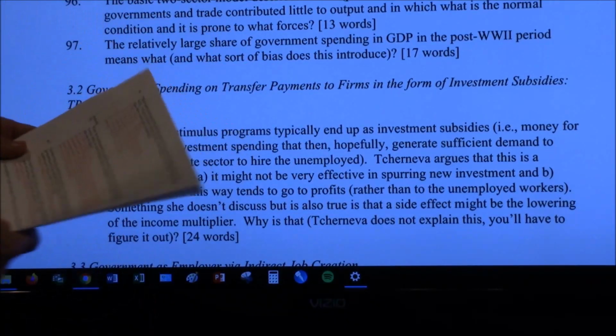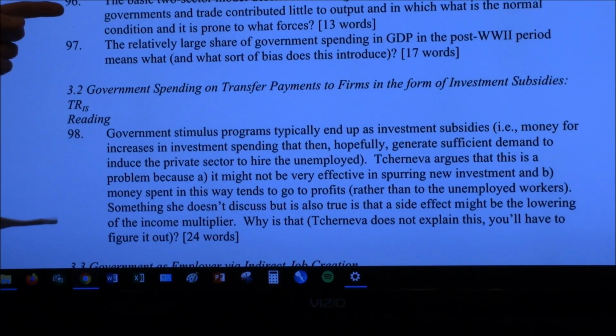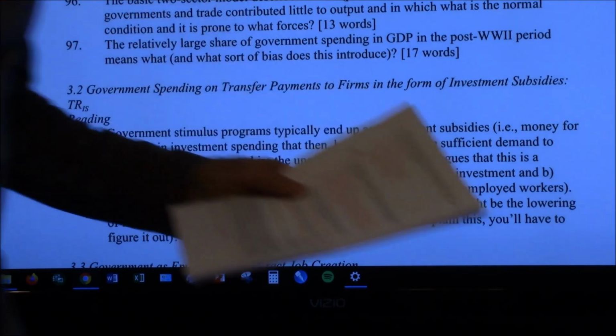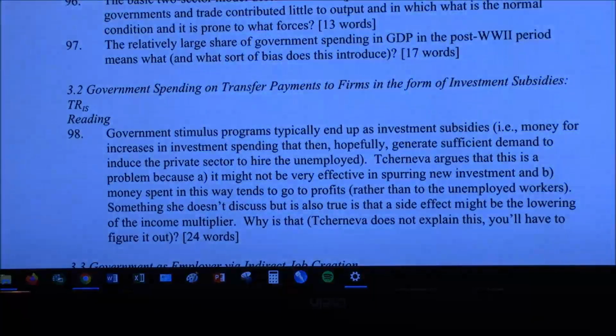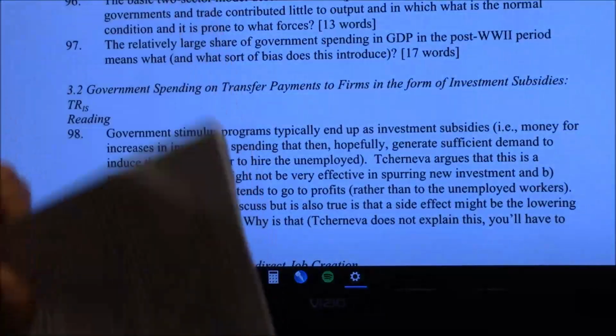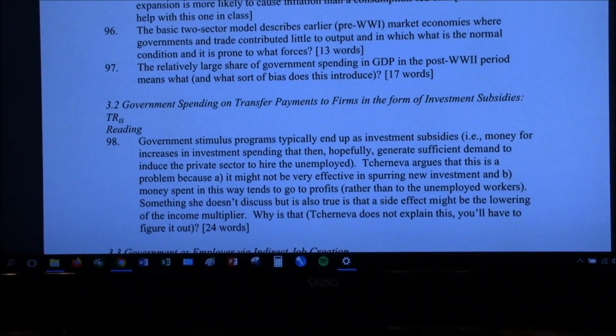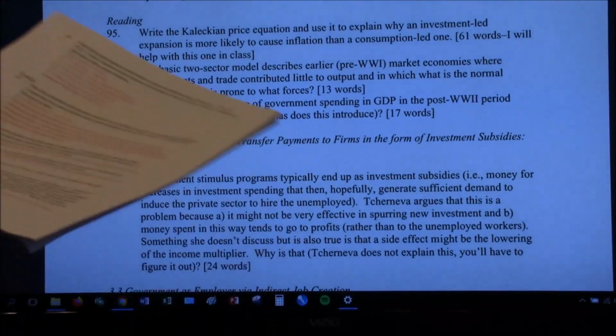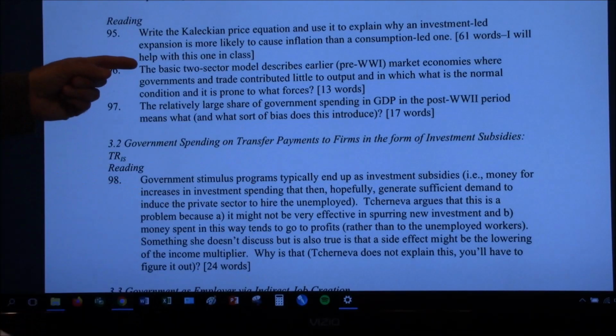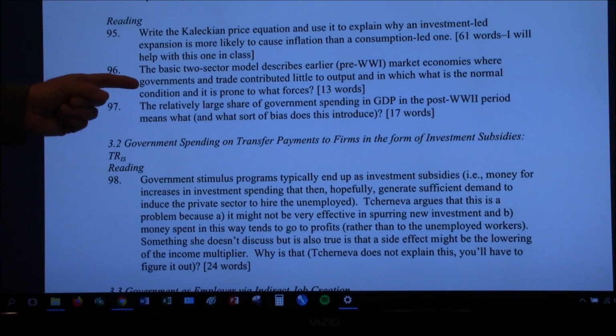Okay, in the next study question, it says 96. The basic two-sector model, and I'm sorry, I'm making sure that it's still clear. Ooh, you can only barely see 96. All right, sorry, let me move this a little bit. That's right, I zoomed in some, didn't I? There we go. Okay. The basic two-sector model describes earlier market economies where governments and trade contributed little to output, and in which what is the normal condition and prone to what forces.